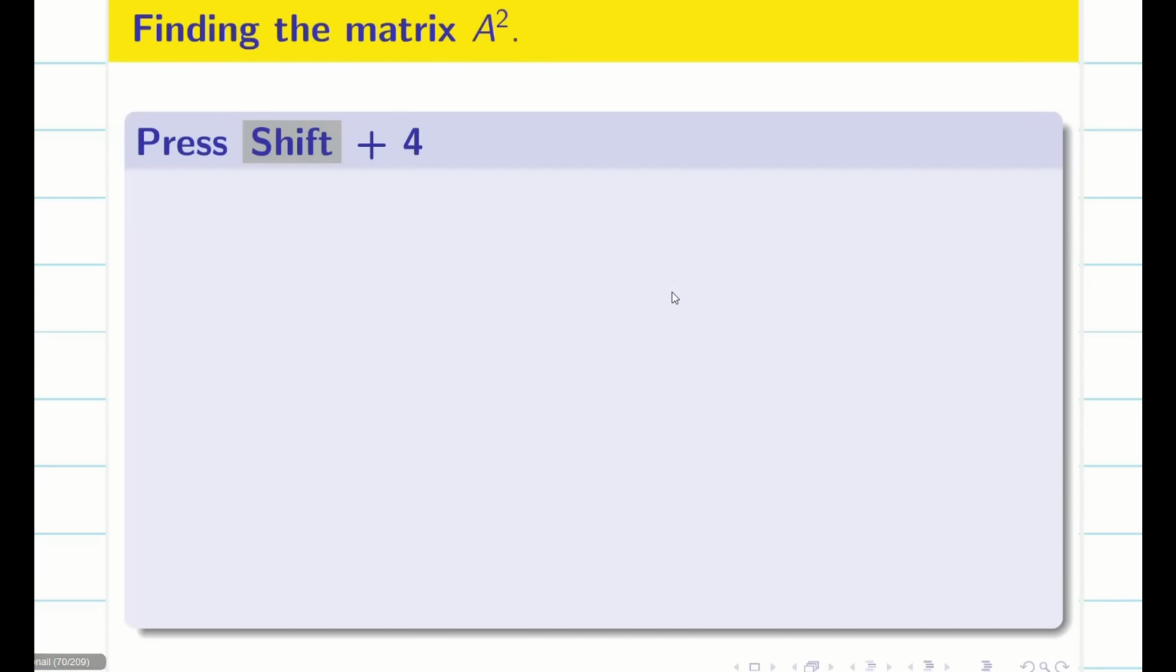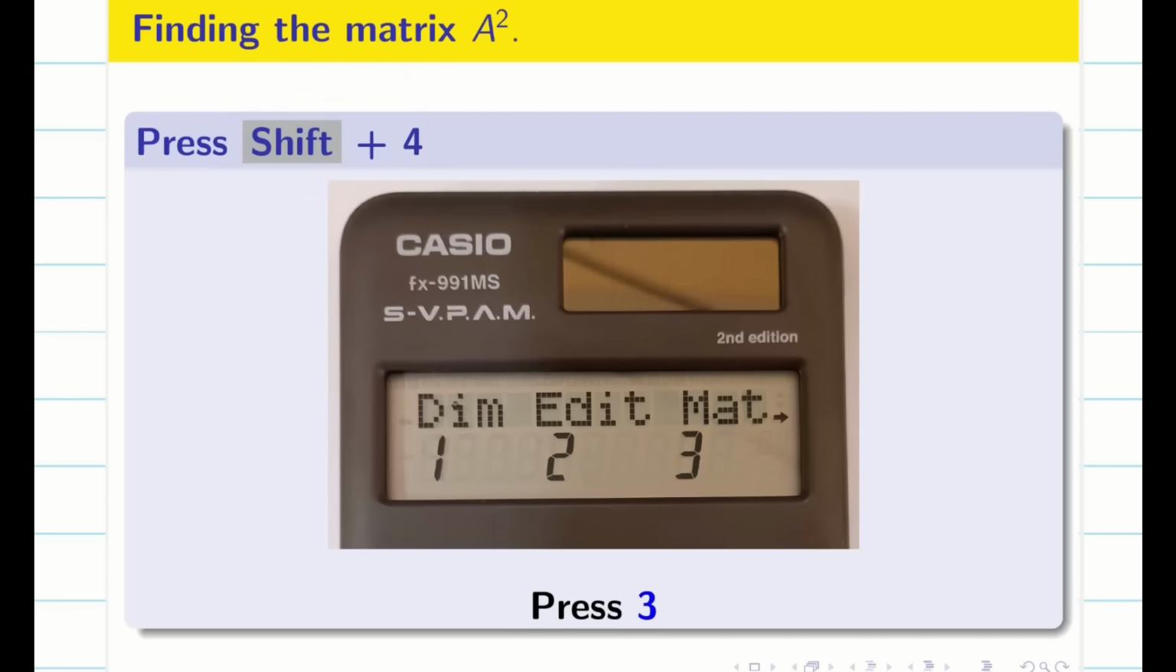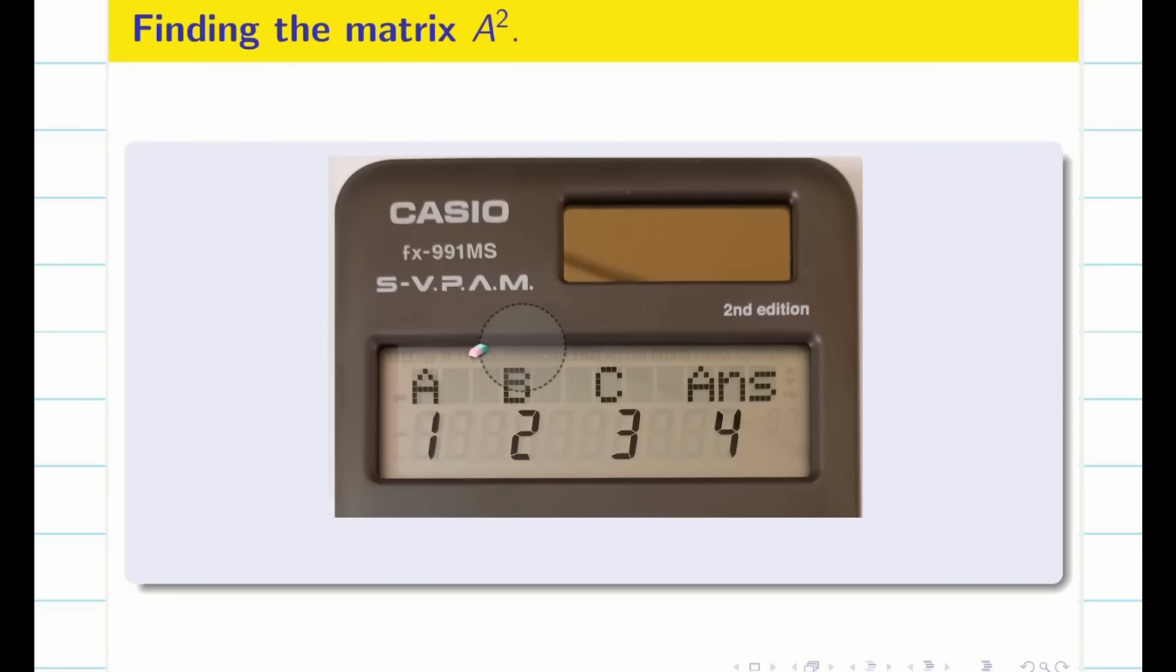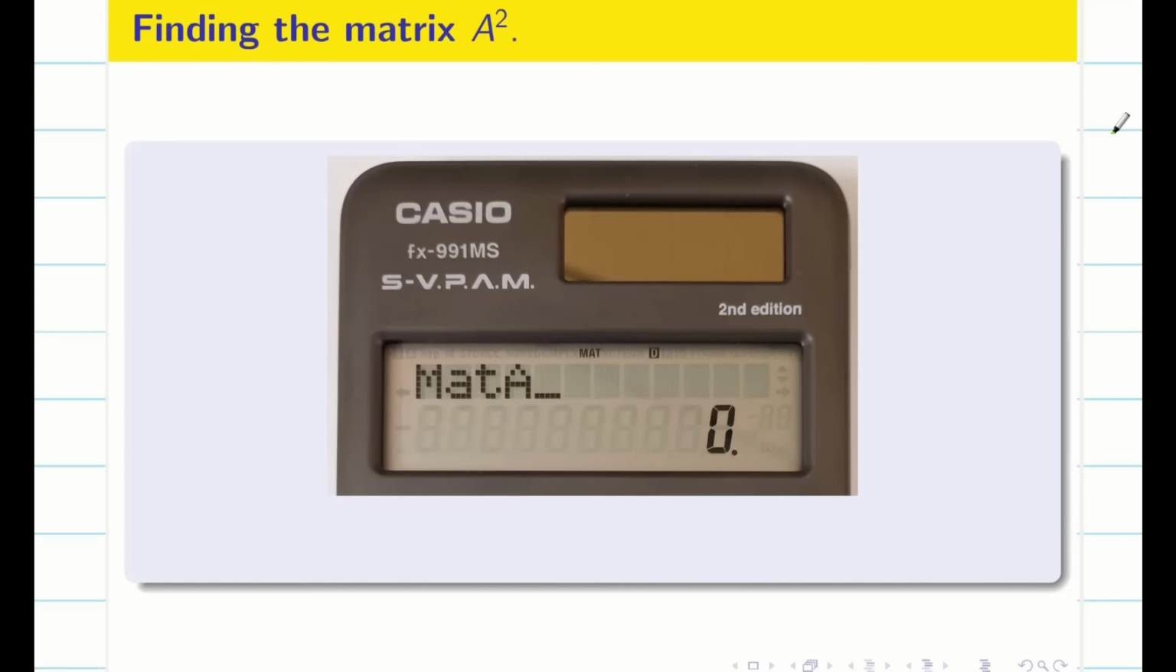Now take your calculator. As I said, to do matrix operations we always need shift plus 4. Press shift plus 4. It is asking dimension, edit mat. Now I don't need dimension. Dimension is already entered. So I am going to choose the matrices. When you press 3, you will get this display. Now our data is entered into matrix A. So choose 1. Once you choose 1, it will show the display like this, mat A.